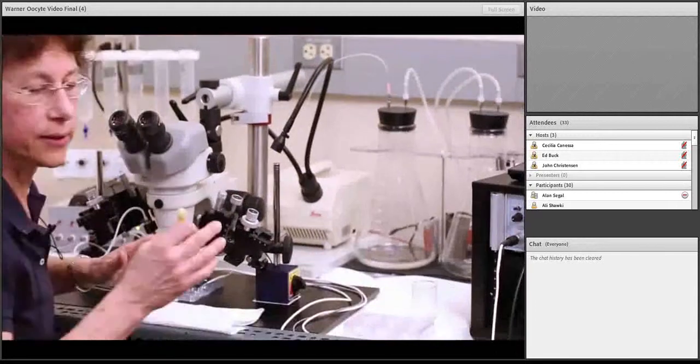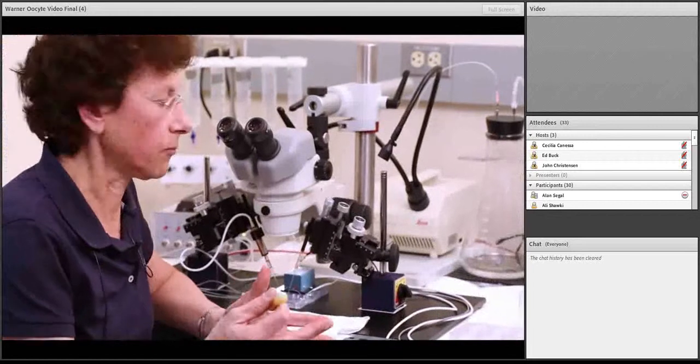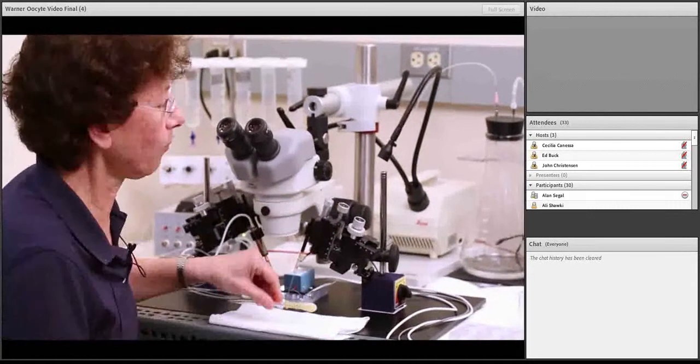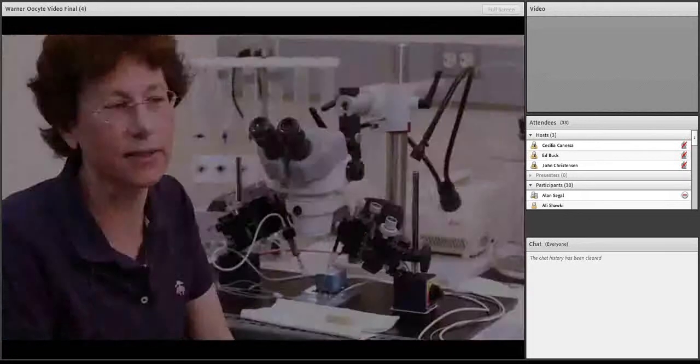As you can see, the experiment can be very short, a few minutes, and in a whole morning you can complete an analysis of 10 to 20 oocytes.